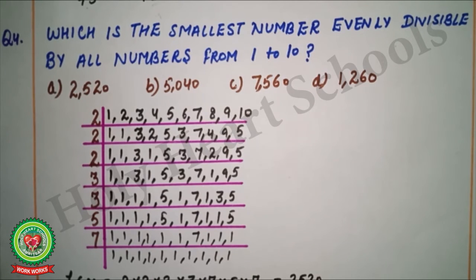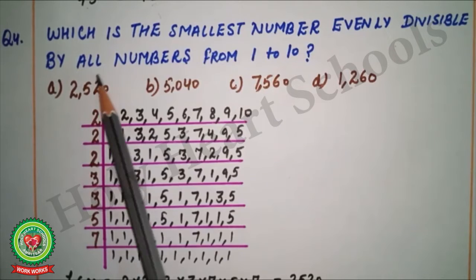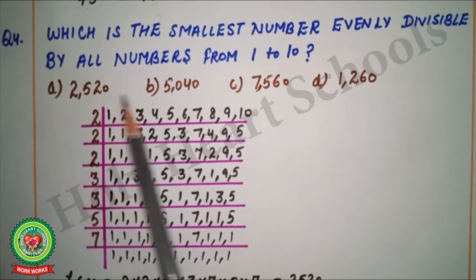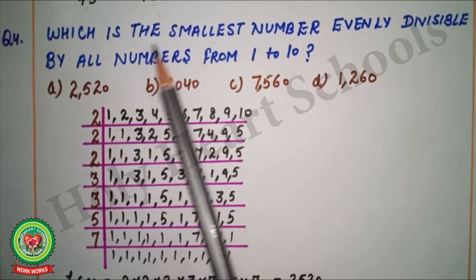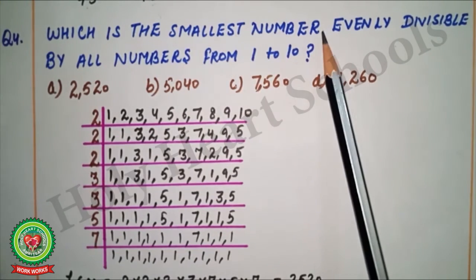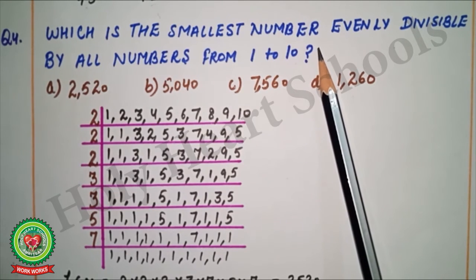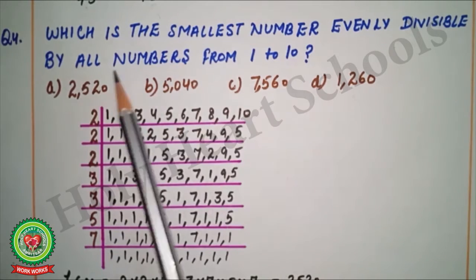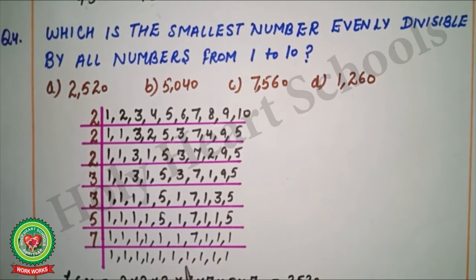Now the next question is, which is the smallest number evenly divisible by all numbers from 1 to 10? So again, we are given some options here. So we will solve it. Now, for finding the smallest number, what we have to do? We have to find the LCM, right? That is least common multiple. Evenly divisible by all numbers from 1 to 10. So that means we will find the LCM of all the numbers from 1 to 10.